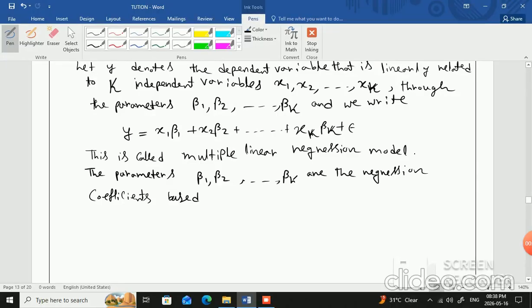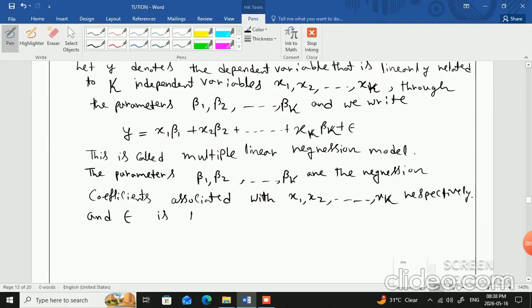Beta 1, beta 2, beta k are the regression coefficients associated with x1, x2, xk respectively, and epsilon is the random error.